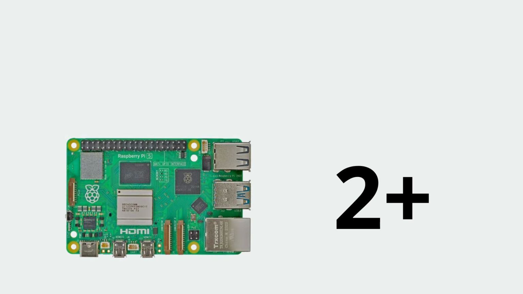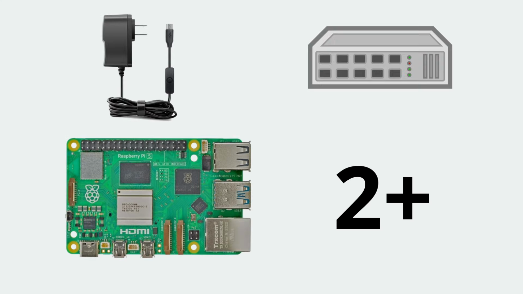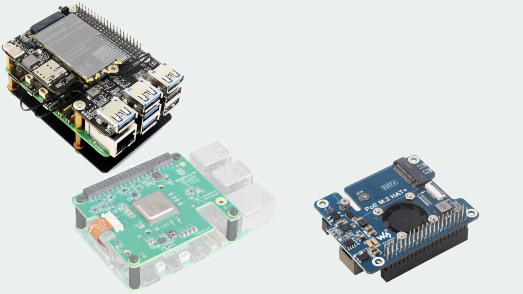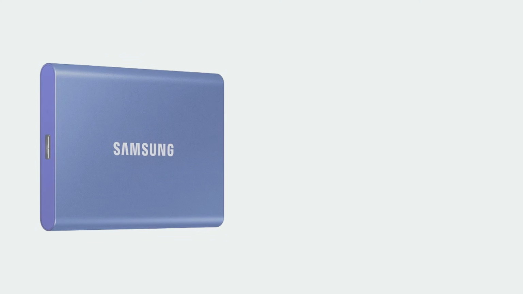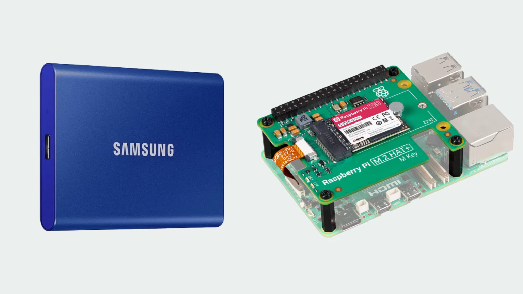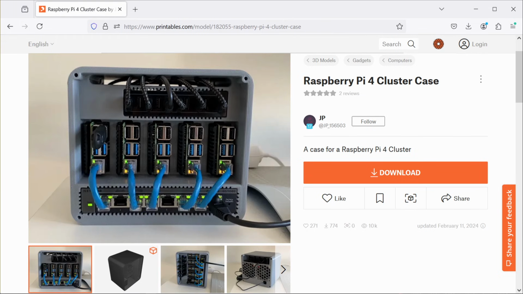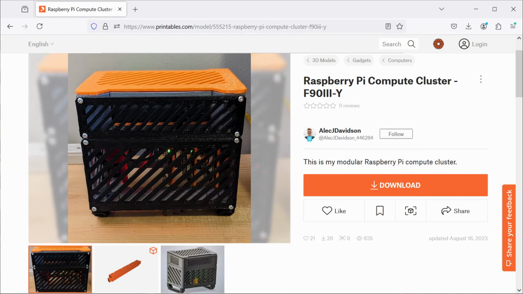You don't need that much to start building a Pi cluster. All you need is 2 or more Pis of any generation with power supplies and a switch. Clusters can be extended with a number of different Pi hats or USB devices. Some common options are to add a USB hard drive or an M.2 hat to support an SSD. There are also a number of free 3D printable cluster cases available online.